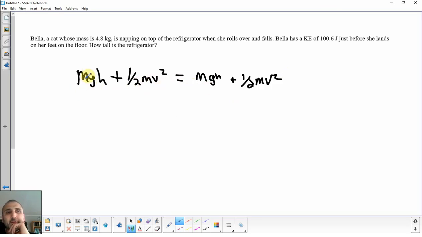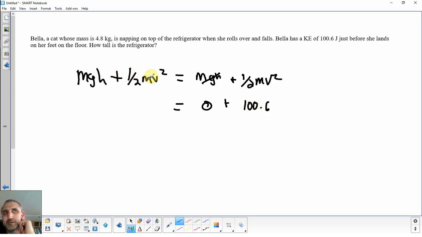So what do we got? The cat falls and has a kinetic energy of 100.6 joules just before she lands on the floor. So we know this is going to be 100.6. And we also know she's landing on the floor, so the height is probably 0, so there's no potential energy there. Okay, so that means total energy at the end is 100.6.